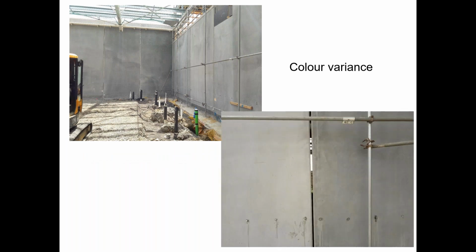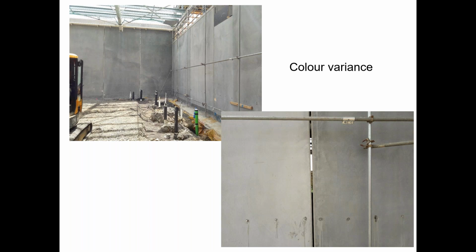However, you can get color variance like in these photos, and that's from many, many different reasons, and some of it's to do with the release agent that was used and how much was used and where it was used and the temperatures, and there's tons of different things. So concrete's concrete, but it can have different shade colors like that.